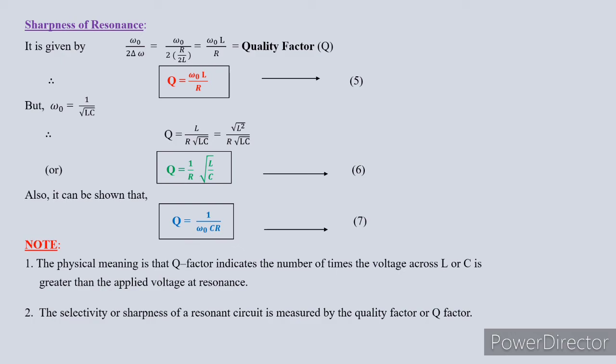This is equation 7. Note, point 1. The physical meaning is that Q factor indicates the number of times the voltage across L or C is greater than the applied voltage at resonance. 2. The selectivity or sharpness of a resonant circuit is measured by the quality factor or Q factor.